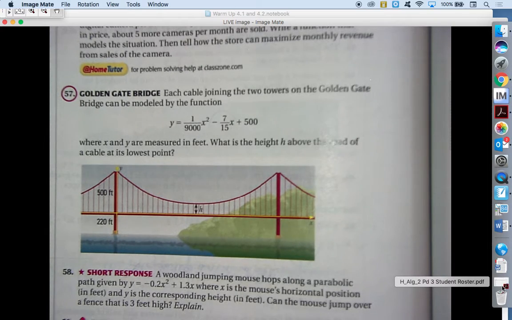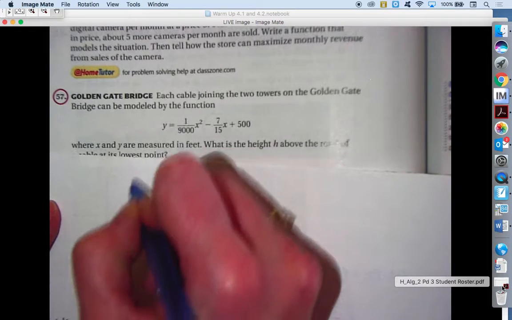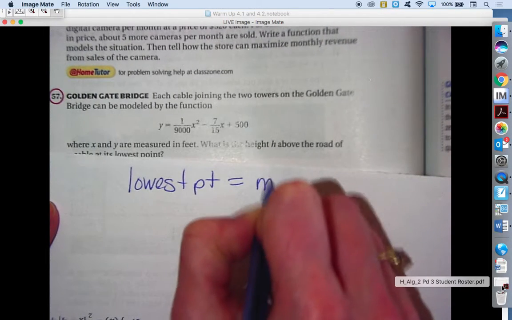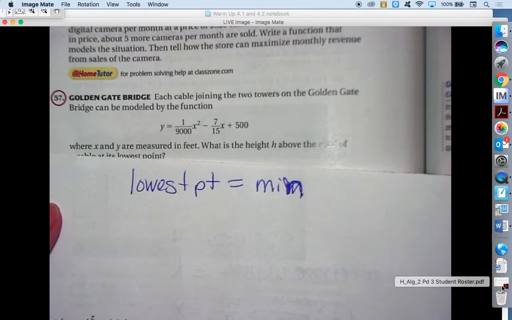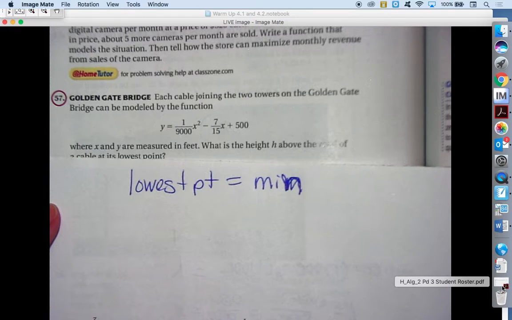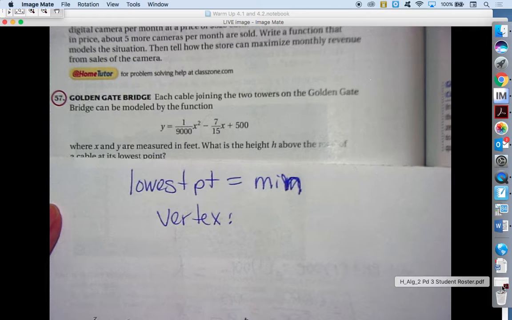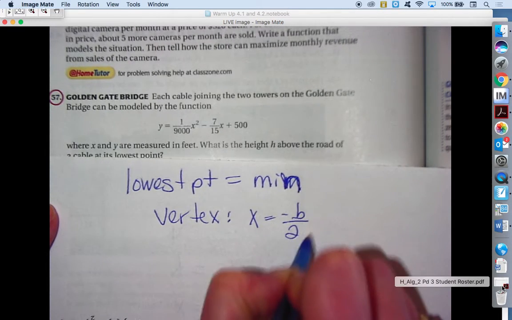If you're finding the lowest point, what do you need to do to find the lowest point? The minimum value. So if we're finding the lowest point of the cable, the lowest point is the same thing as finding the minimum value, which, Noel, is the same thing as finding the vertex. And again, the only way to find the vertex when it's in standard form is to use negative b over 2a.